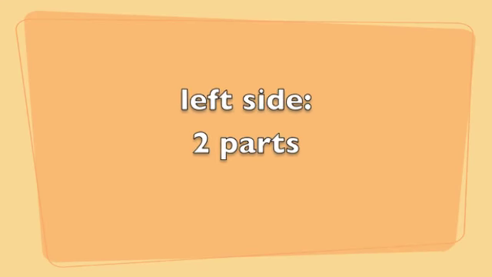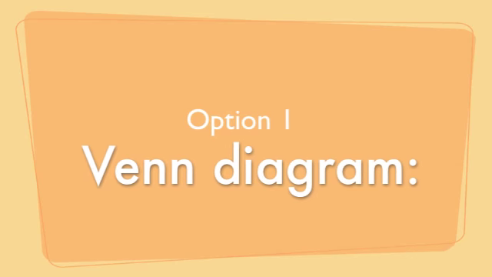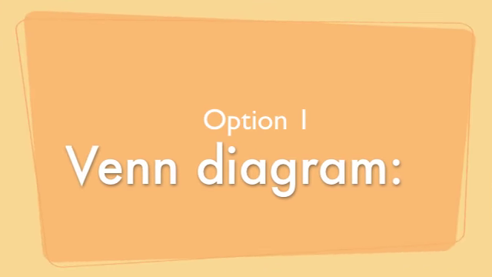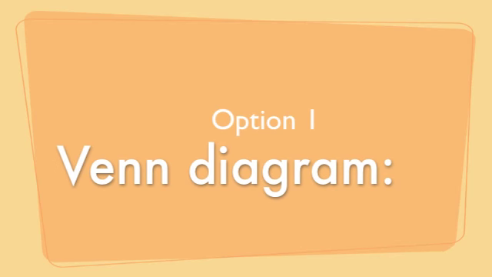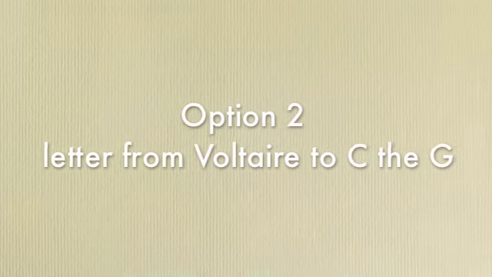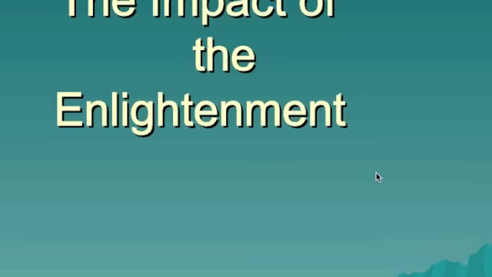The first option is to make a Venn diagram comparing and contrasting Rococo art that you learned about with Renaissance art that we learned about earlier. Your second option is to write a letter pretending that you're Voltaire to Catherine the Great, according to what you learned about her. And then the other part is to do notes on the section that you don't do the assignment on, if that makes sense. Okay? So, the impact of the Enlightenment.